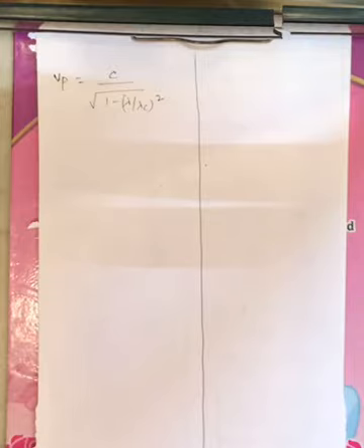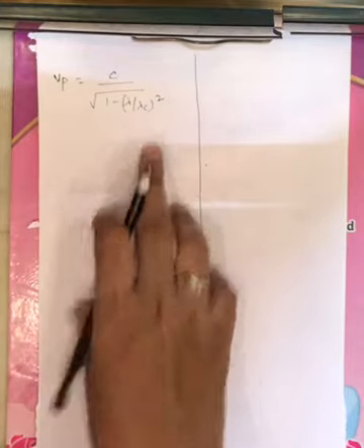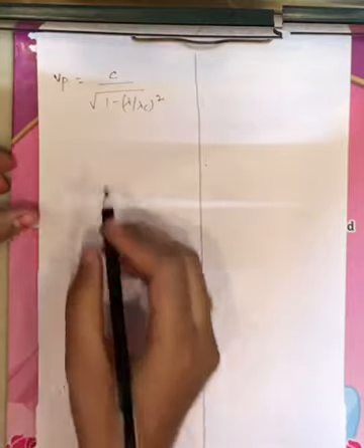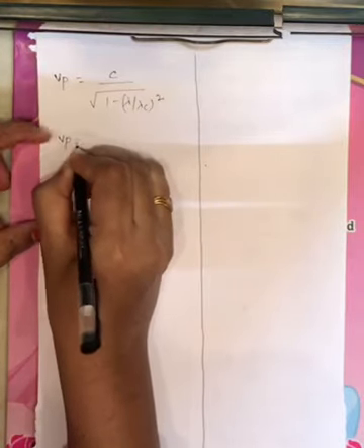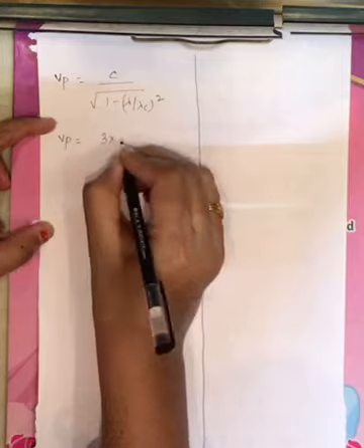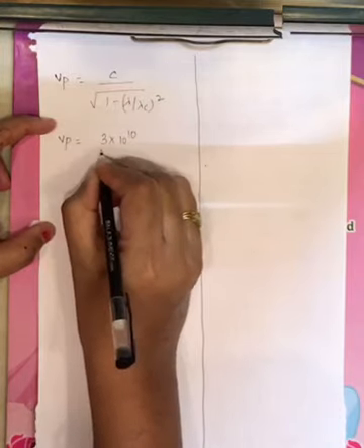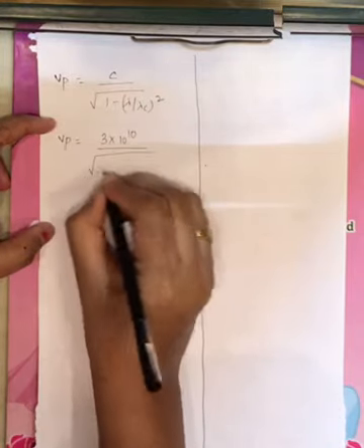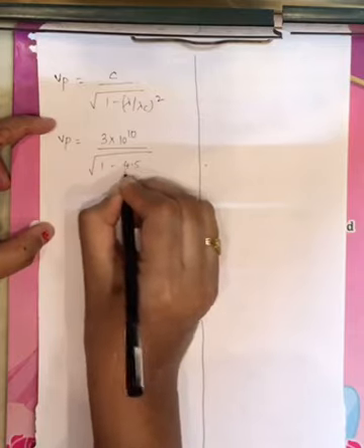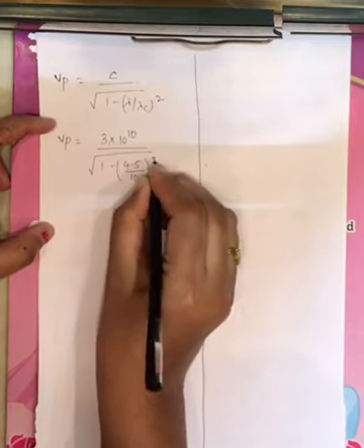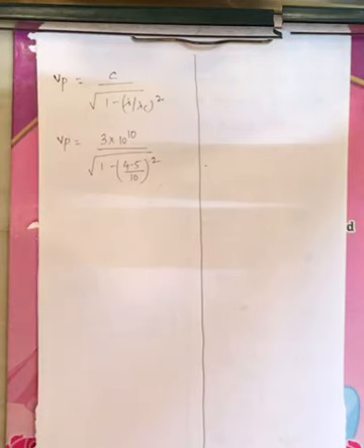If it is in terms of cutoff frequency, you will get fc by f, right? Now substitute values. Vp equals, now velocity of light, that is 3 into 10 power 10 centimeter per second, divided by under root of 1 minus 4.5 divided by 10. Free space wavelength is mentioned in the problem, that is 4.5 centimeter, and the cutoff wavelength we have found out for the dominant mode, that is TE10 mode. Since it has the least cutoff frequency, we got it as 10 centimeter, right?